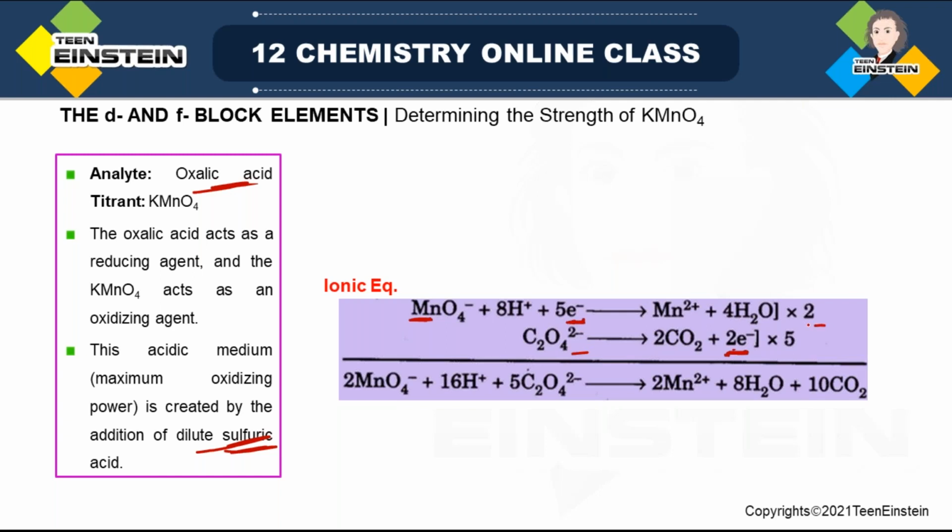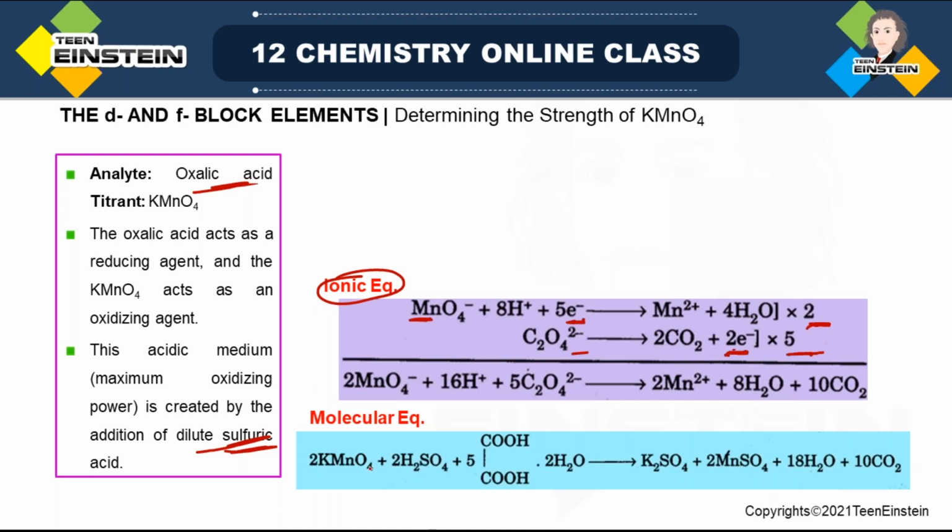So how to make them equal? What you have to do is multiply by 2 on both sides for the first equation, and multiply by 5 on both sides for the second equation. After that, you can add these two equations and you will get this overall ionic equation. It is an ionic equation. Why? Because ions are involved; these are not neutral species. But you can also write the molecular equation, which is like this.